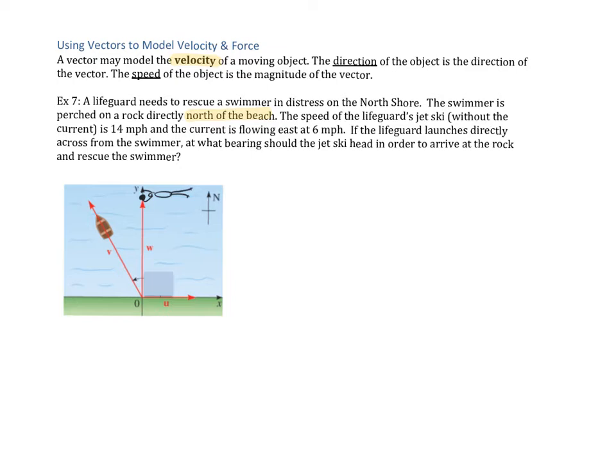The speed of the lifeguard's jet ski without the water, so just its own velocity, is 14 miles per hour. And then we have a current that's flowing east at 6 miles per hour. Okay, and we want to know what bearing the jet ski should head in order to get to the swimmer.